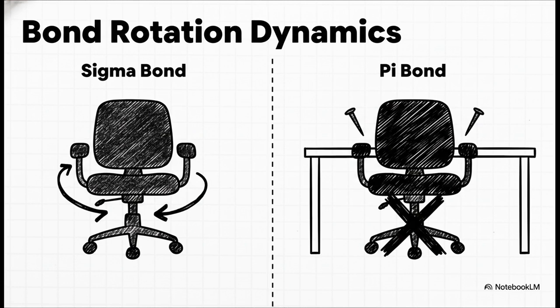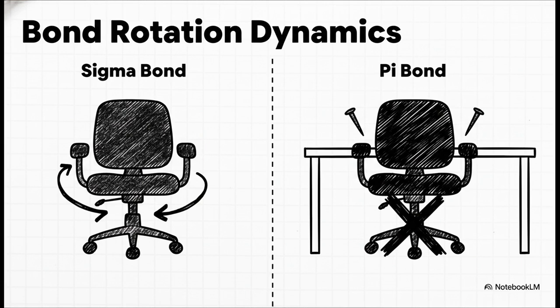Sigma bonds, those single end-to-end connections, they allow for completely free rotation around the internuclear axis. Think of sitting in a swivel chair. You can spin around the center post all day long without breaking it. But pi bonds, because of their side-by-side overlap, they lock the molecular structure rigidly in place. It's literally like taking that same swivel chair and nailing the armrest directly to your desk.